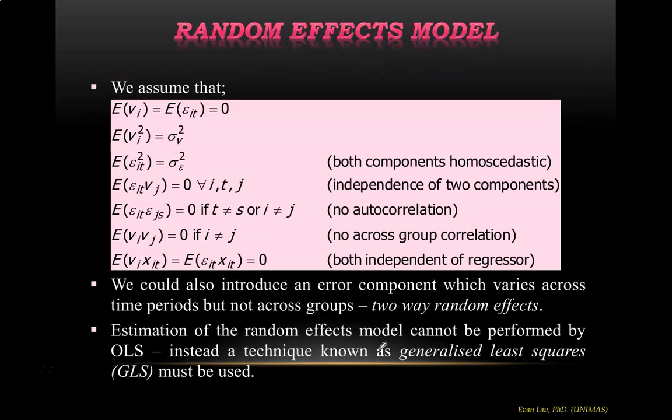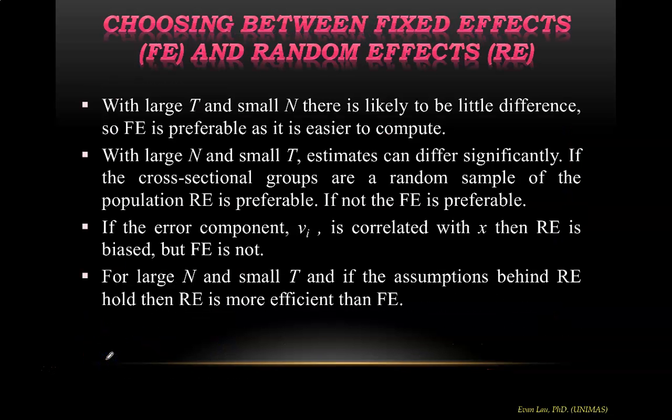All right, so this is the assumption made. We could introduce an error component which varies across the time period but not across the cross section. This is called two-way, but one-way random effect is what is normally estimated. And again, this estimation will normally be done under generalized least squares, not OLS. No worries, EViews will do it for us.